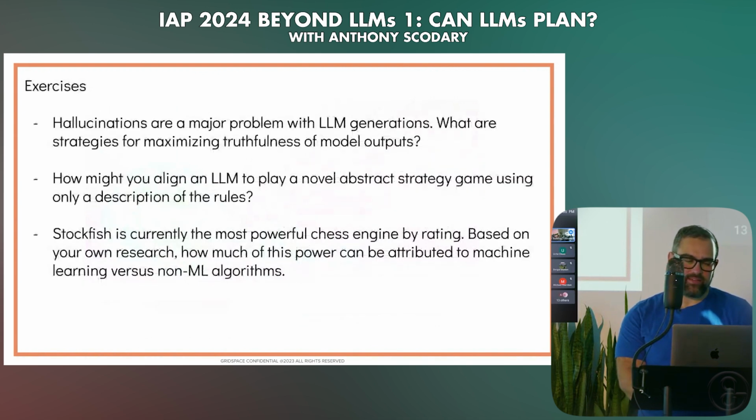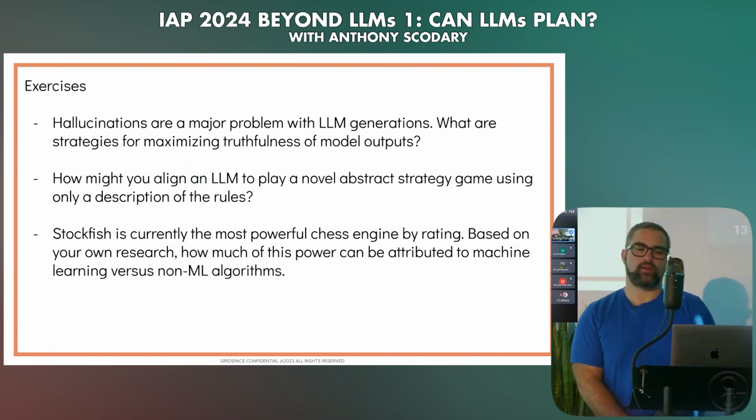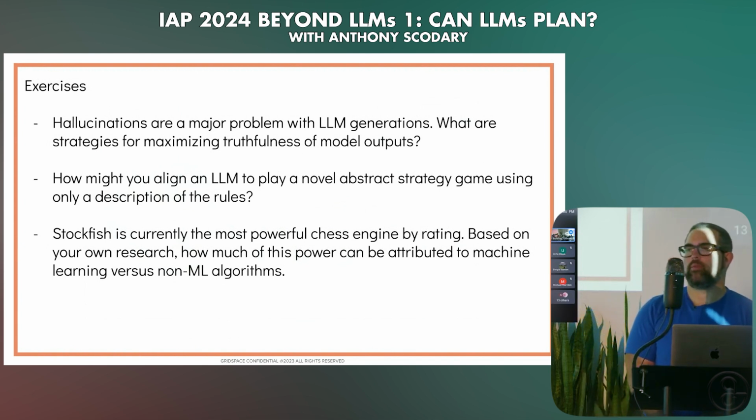So I have 3 exercises. The idea is that you should work on this either if you're watching the video or whatever, and we'll show the answers next time. These are pretty broad questions. So the first is just hallucinations. Generating something that seems true but is not true, but is likely, that might have occurred in your data set, is a really common problem with LLM generations.